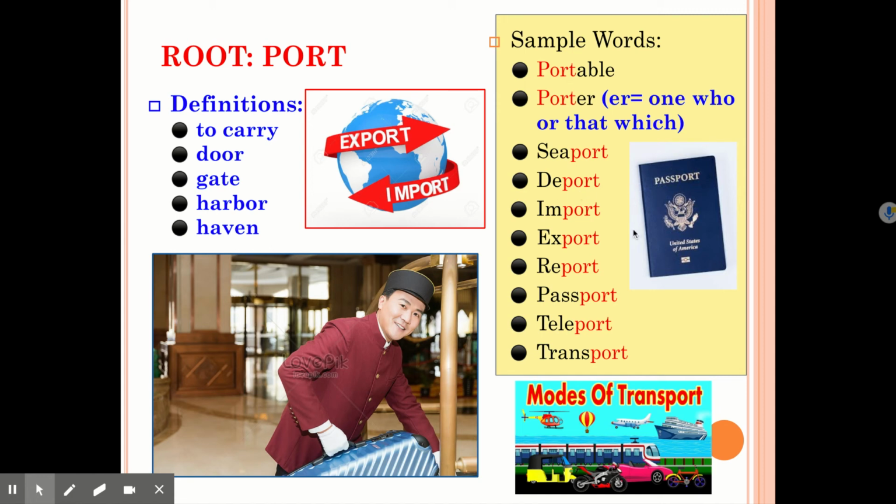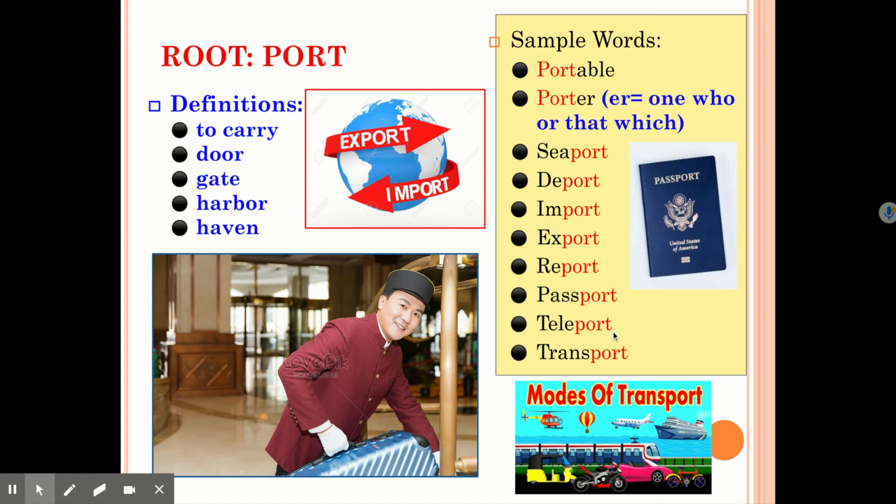Then we have passport. Here's a picture of a passport, which is a document you get from your government that proves who you are and what you need in order to leave your country and enter other countries.